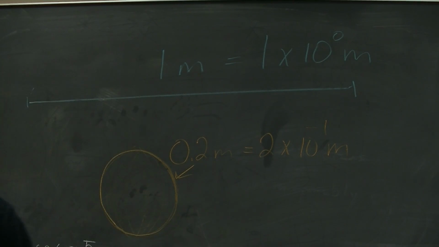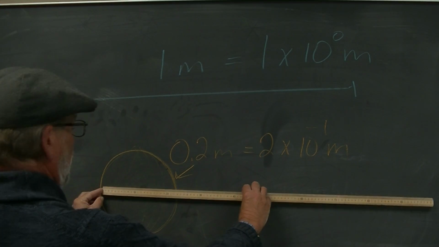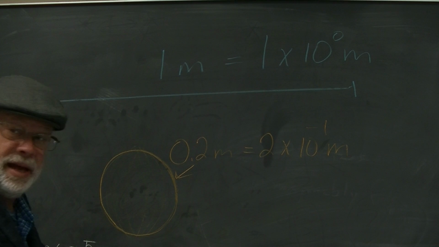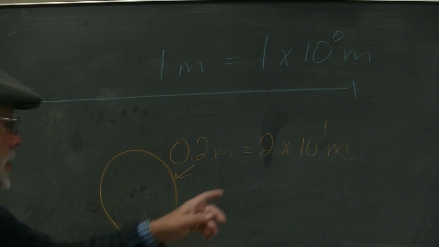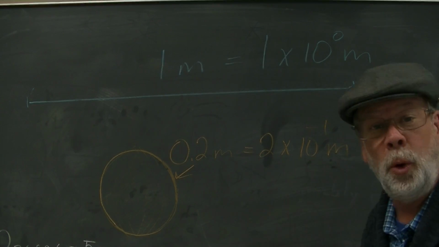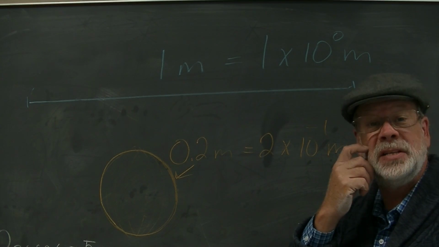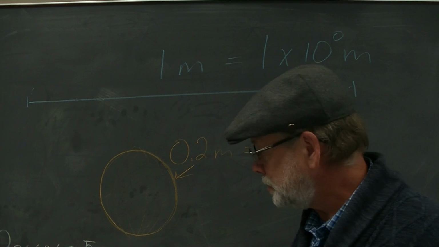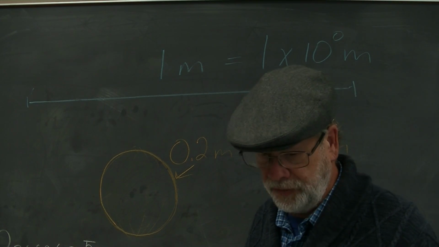All right, how about a basketball? Well, if that's a basketball and we measure it, it's about 0.2 meters across, something like that. And 0.2 meters, that's 2 times 10 to the minus 1 meter. That would be the size of a typical basketball. And you'll see all these choices offered to you.